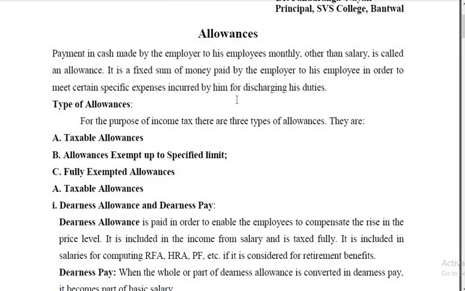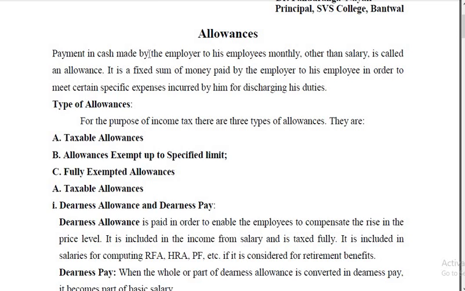The next one, allowances. Now we'll take up the terminology allowances. It's an important component of salary. What do you mean by allowance? Allowance means anything paid in addition to basic. Normally it is paid monthly, and it is paid in cash. So payment in cash made by the employer to his employees monthly other than salary is called an allowance. So allowance is the payment in addition to basic in cash.